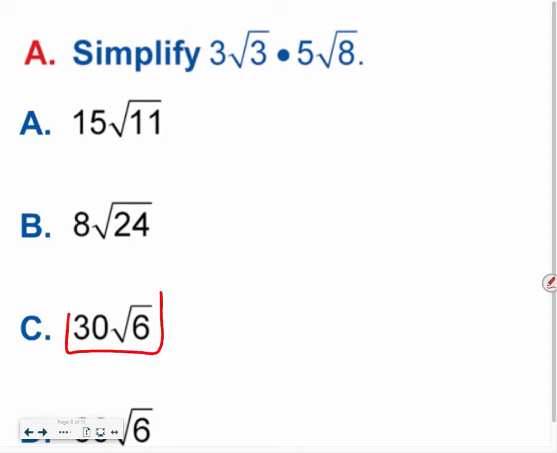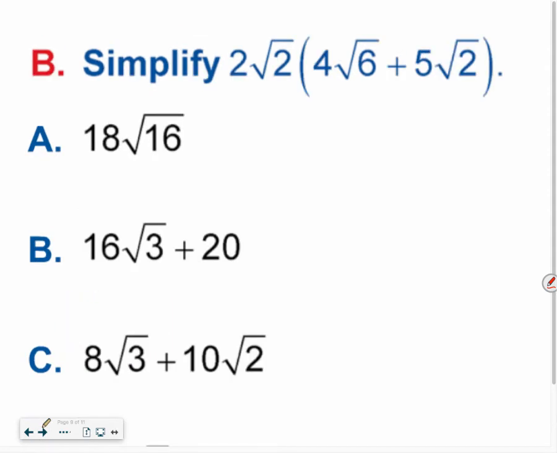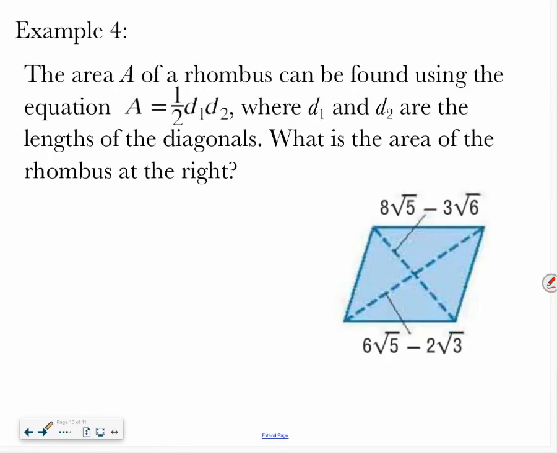Hopefully you got 30 square root of 6 for this first one. Try one more. And hopefully for this one you got 16 square root of 3 plus 20. If you have questions, go back, rewatch the video, look at your book, talk to me. So many options. Pick one of them.